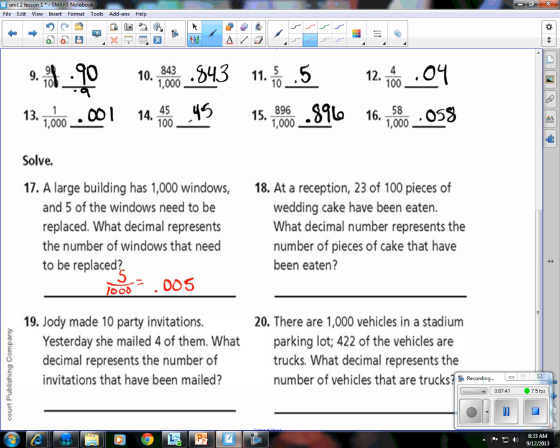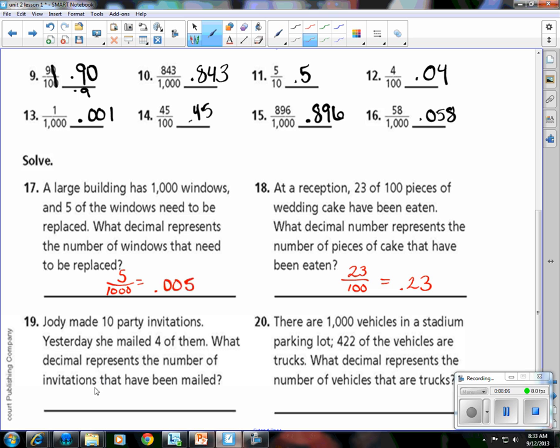Okay? Same here. At a reception, 23 pieces of 100 pieces of wedding cake have been eaten. What decimal number represents what's been eaten? 23 over 100. So 23 hundredths. So when I say it that way, 23 hundredths, I can also visualize what my place value is going to be, 23 hundredths.